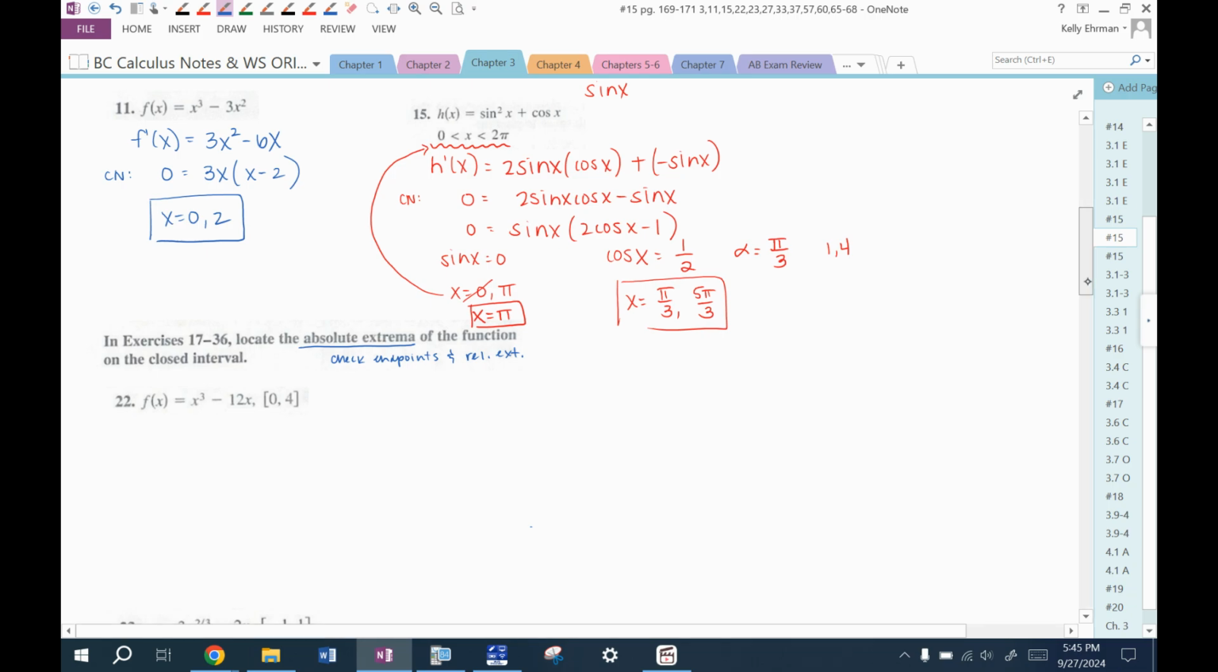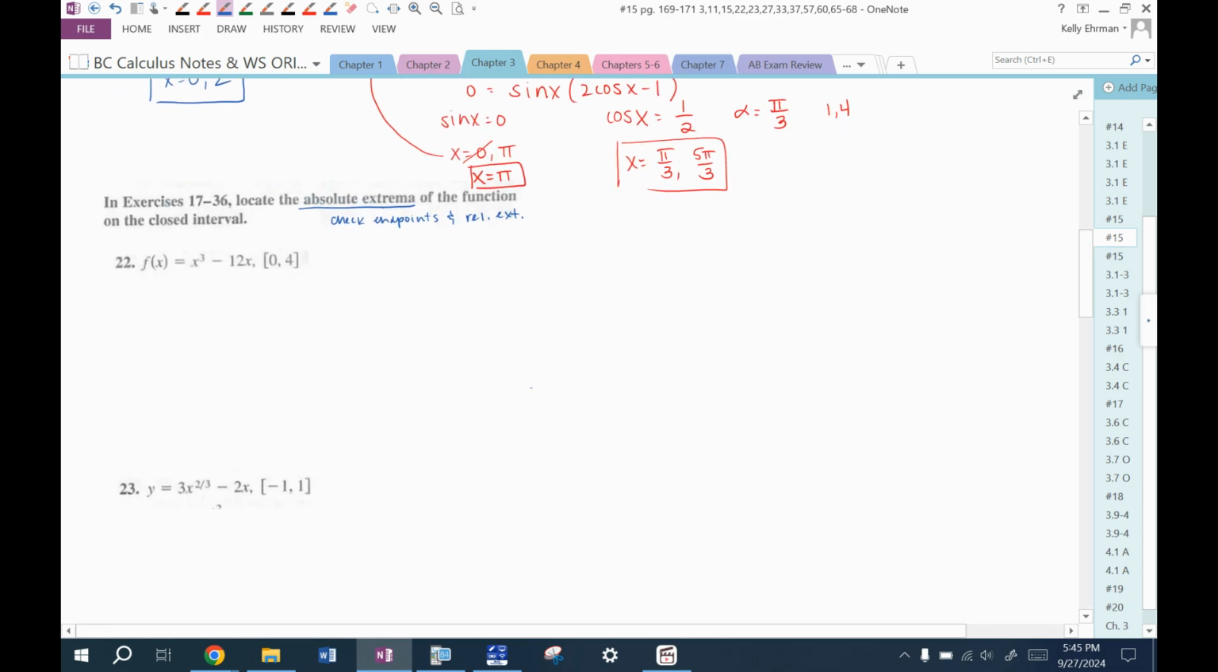All right, for the next exercise, it says, locate the absolute extrema of the function on the closed interval. So this is that extreme value theorem, which just says that we need to check the endpoints and the relative extrema. Remember, we made a little table in our notes to see where's the highest value and where's the lowest value. So let's find f prime of x first. That would be 3x squared minus 12. And remember, there are no discontinuities here, but you want to make note of discontinuities so that you don't include them as relative extrema.